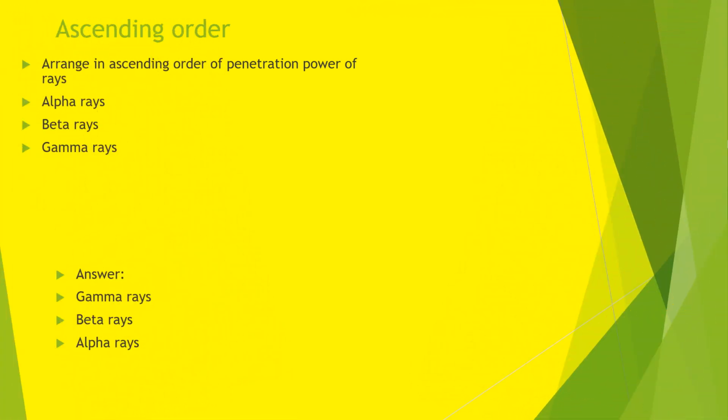Arrange in ascending order of penetration power the rays: alpha, beta, gamma, and cosmic rays. Ascending order is alpha rays, beta rays, gamma rays, cosmic rays. Alpha rays are the least penetrating.